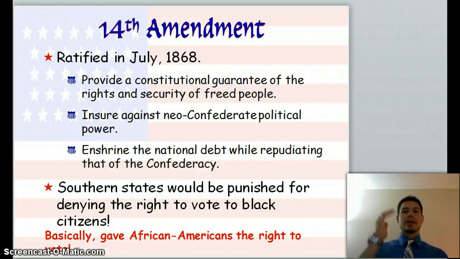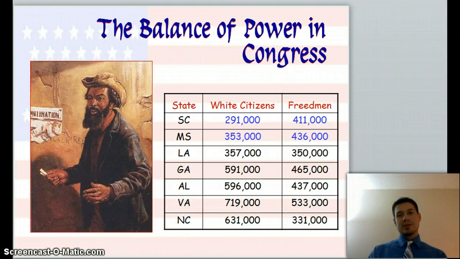And what ends up happening is we get the 14th Amendment. Again, the 14th Amendment basically is going to provide a constitutional guarantee of rights and security of free people, to make sure these free people had the rights of the Constitution. And again, Southern states would be punished for denying the right to vote to black citizens. Now, the balance of power in Congress, as you can see, is overwhelming.